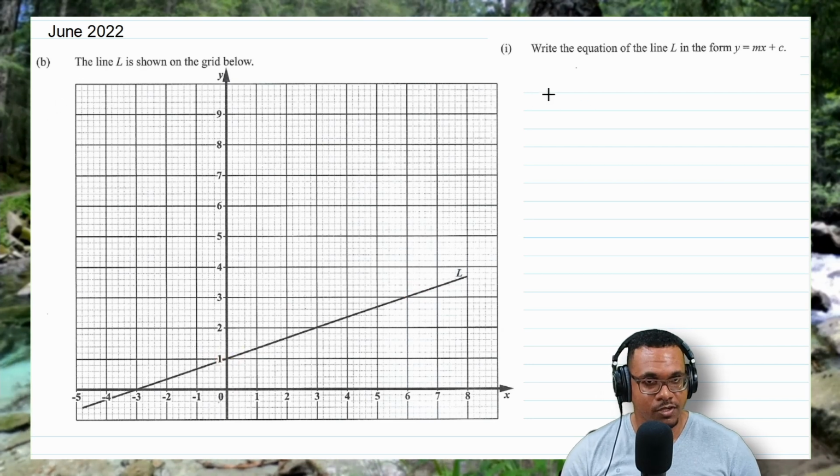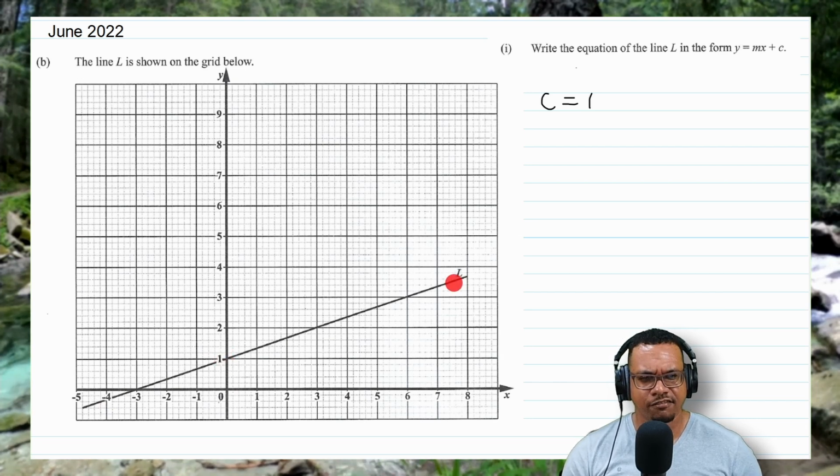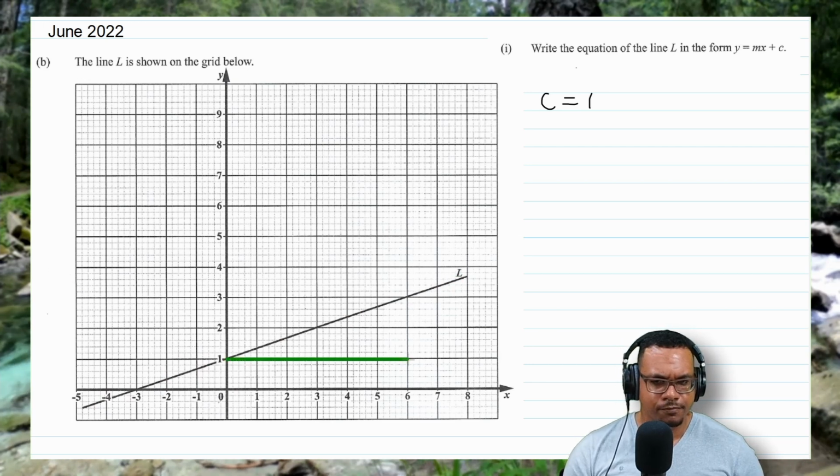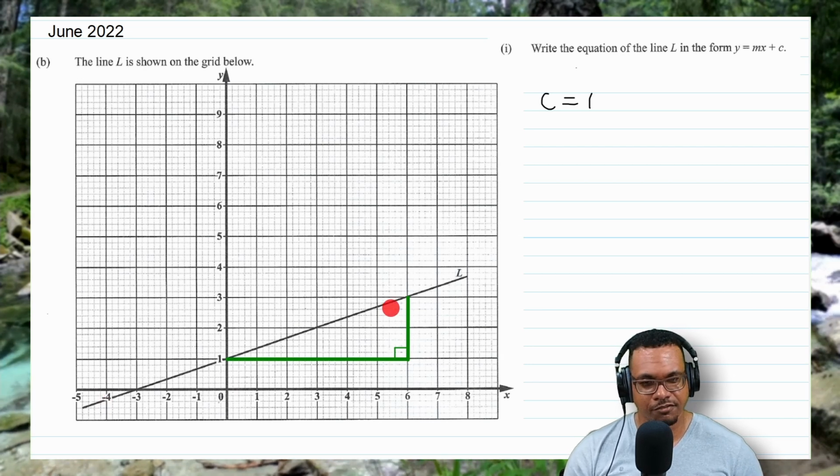So off the bat, we know that c is equal to 1, because that's where the line touches the y-axis. And next, we need to calculate the gradient of this line. So I'll make my right angle triangle right here. This line is sloping upwards as we move from left to right. Therefore, it has a positive gradient. So my change in y will be positive.